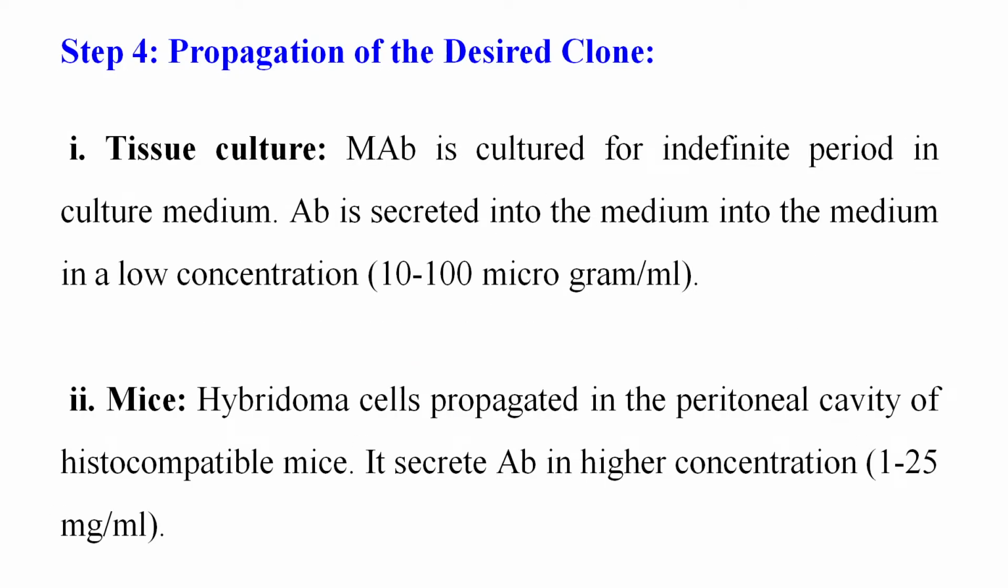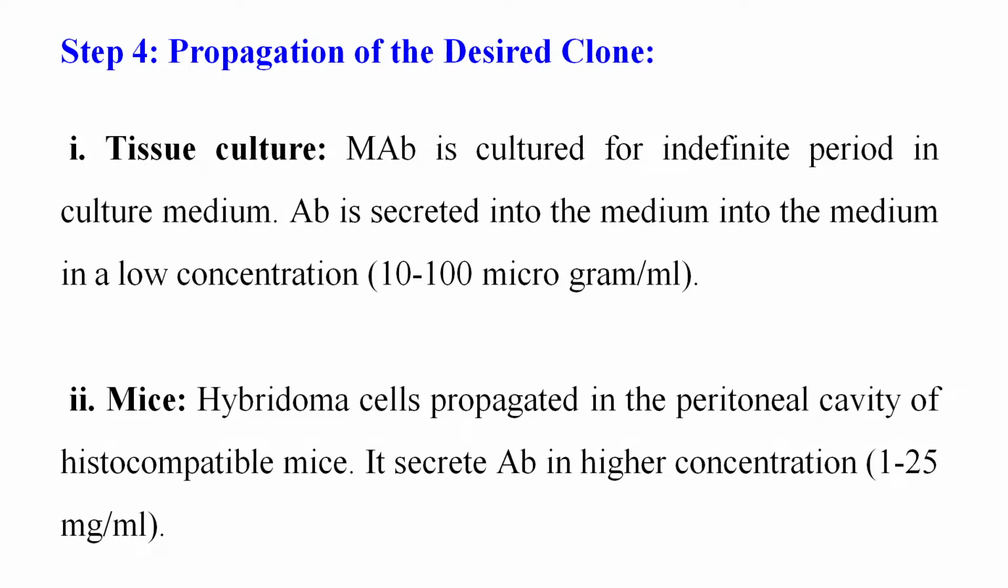Right, and come the final step, that is the propagation of the desired clone. So selection again occurs at two steps, remember. First step is, from all the other types of unfused and other fused cells, we have to select the hybridoma cell. That is done using the HAT media. And the second type of selection that we are talking about is clonal selection. So those clones have to be selected which will produce the antibody of the desired specificity.